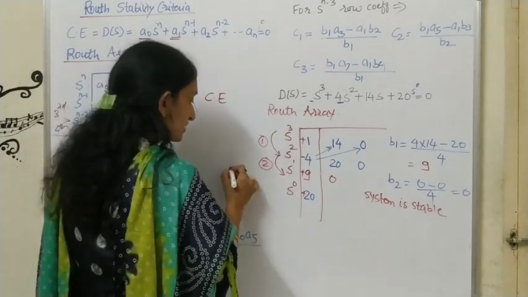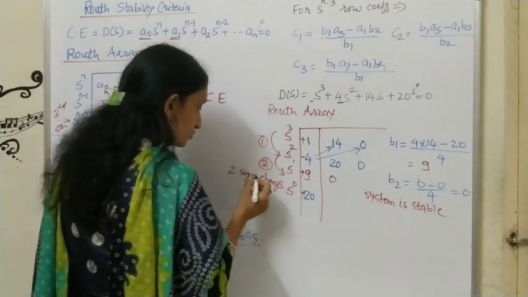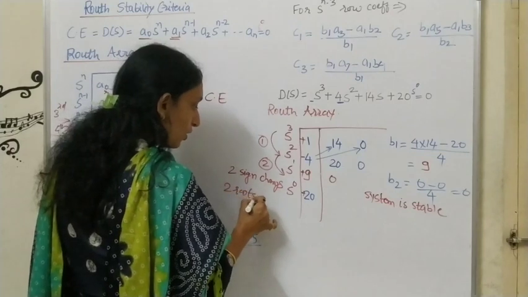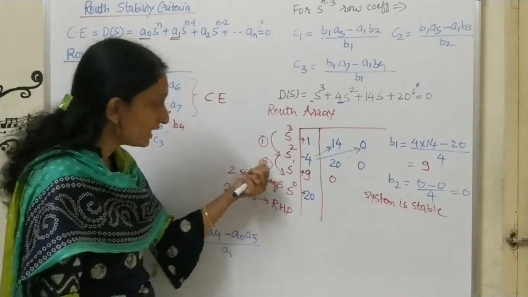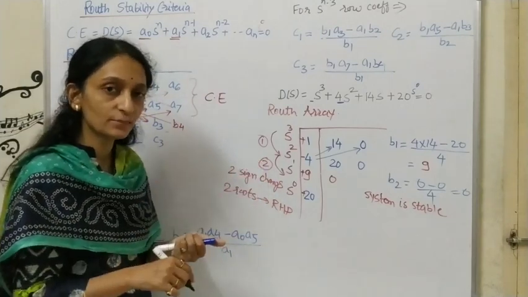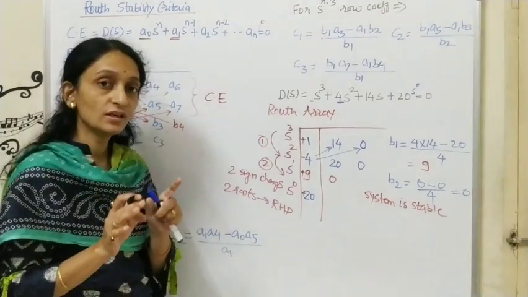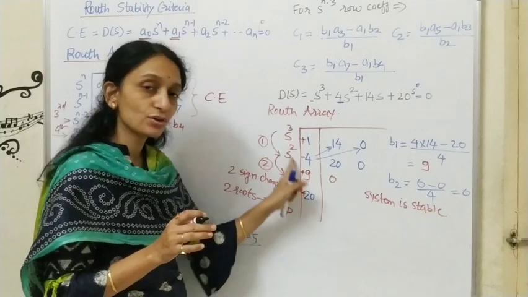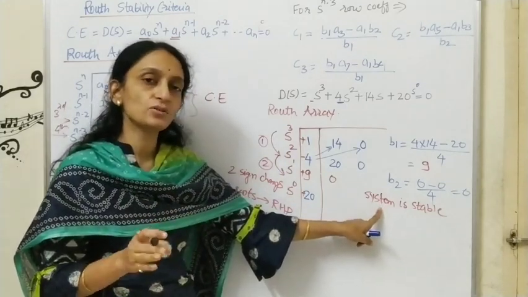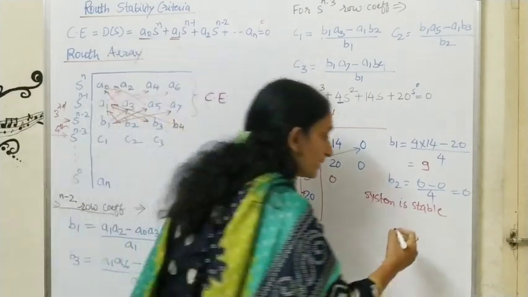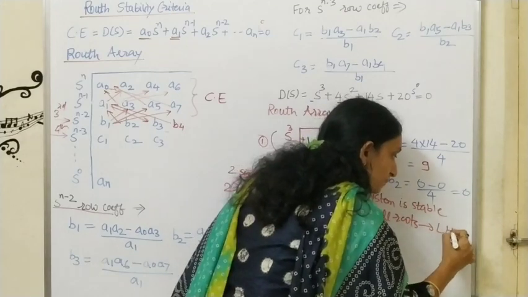Two sign changes means two roots are on the right-hand side of the plane. If there are sign changes, the system is unstable. So what will be your conclusion? The system is unstable, because we have studied that. When there were no sign changes, we commented the system is stable. System stable means all roots are on the left-hand side of the j omega axis. The conclusion is that all roots are in the LHP.